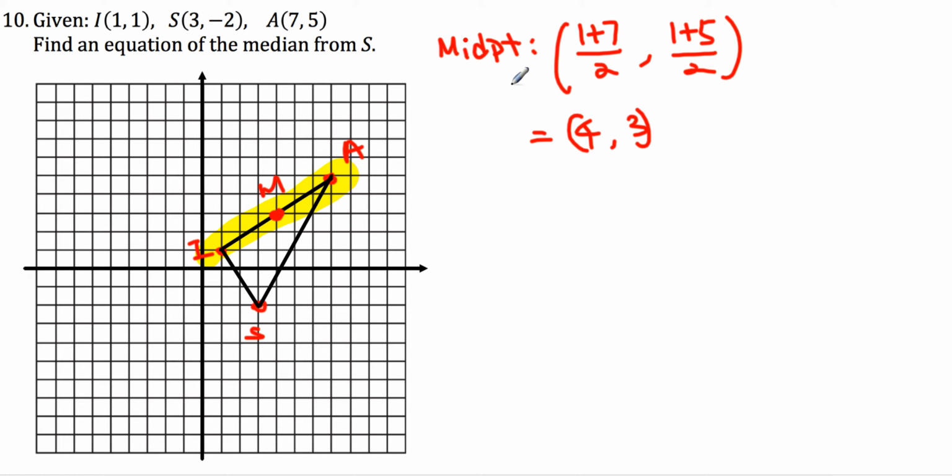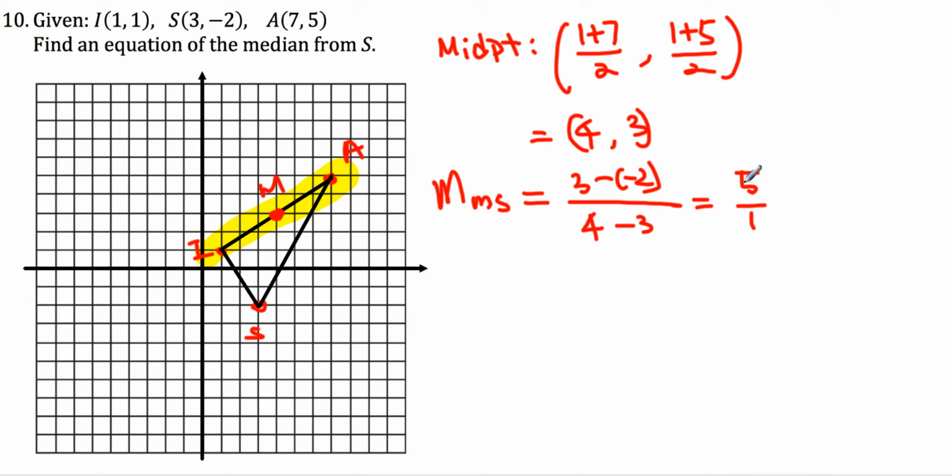So then we want to find out the slope between where the median is coming from to the midpoint. So MS. Then we get 3 minus negative 2, over 4 minus 3. Here we get 5 over 1, which is equal to simply 5.